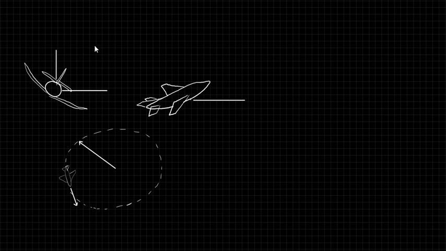So we've talked about what happens with the aircraft in several different phases of flight. But today, let's talk about what happens during a turn. And in particular, what we're going to talk about is the steady, coordinated turn.